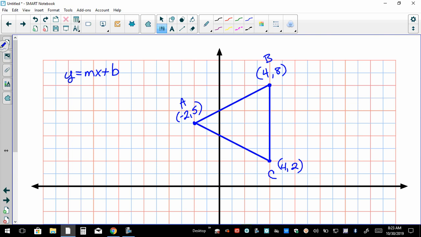Are both of those points on line AB? Yeah, so it doesn't matter. But first we have to find our slope of that line AB. I'm going to do a slope triangle without doing a bunch of math. You could do y2 minus y1 over x2 minus x1 and find the slope.